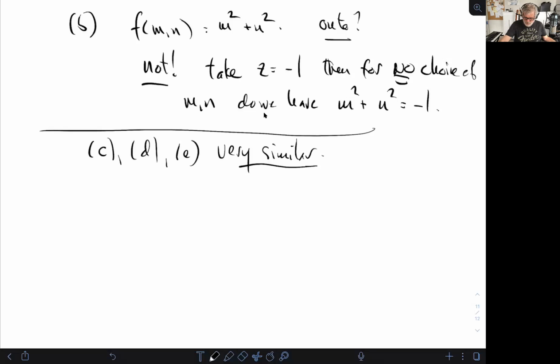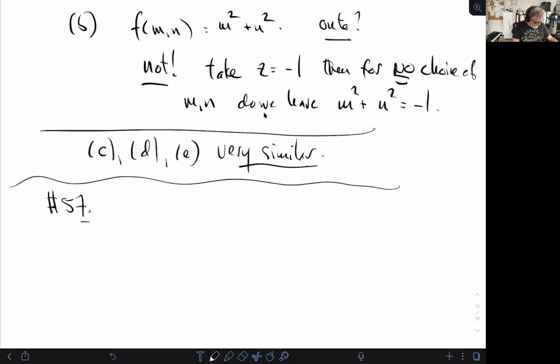So let me jump to 57. 57 is, I mean, this is a bit more involved. So here's the question. They give you 2 real numbers, A and B, such that A is less than B.